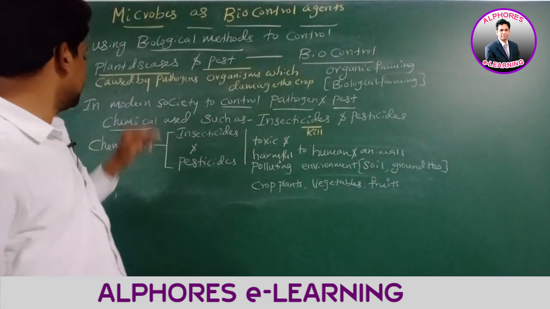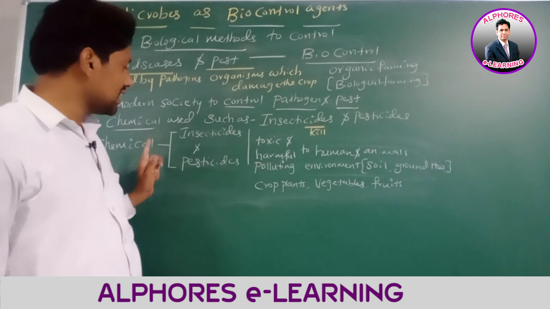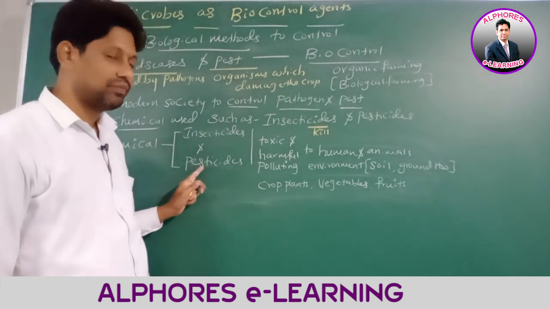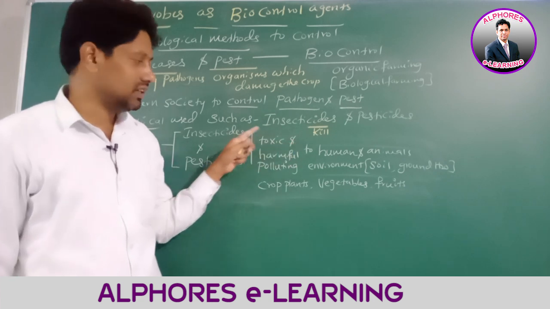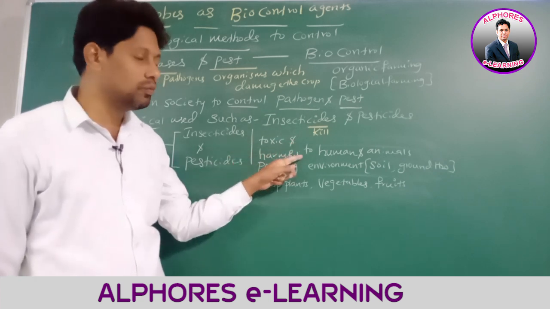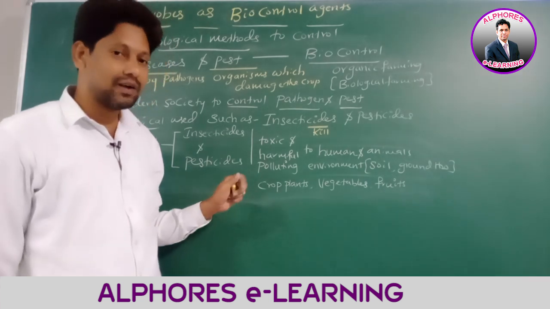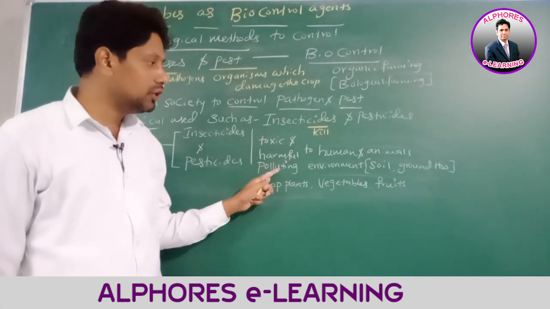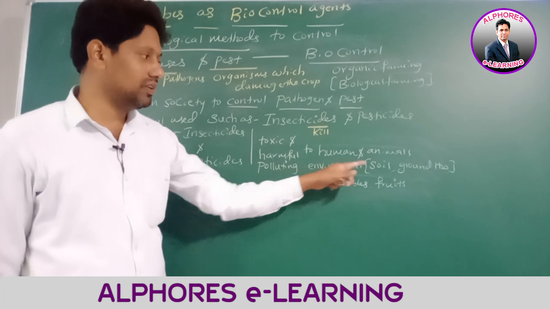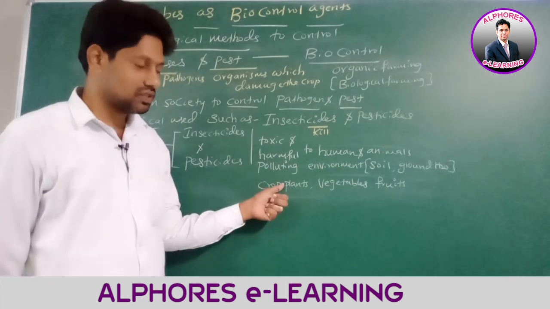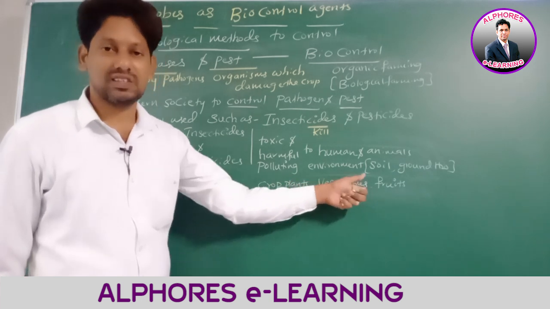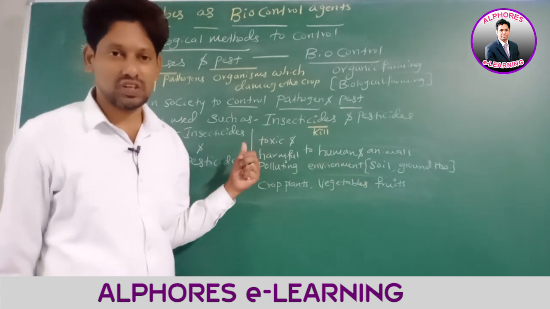See this statement, sir. Chemical insecticides and chemical pesticides are toxic and harmful to humans and animals. And what more are they doing? They are polluting the environment. Environment means here soil and groundwater. They are polluting crop plants, vegetables, and fruits. Is this statement okay?